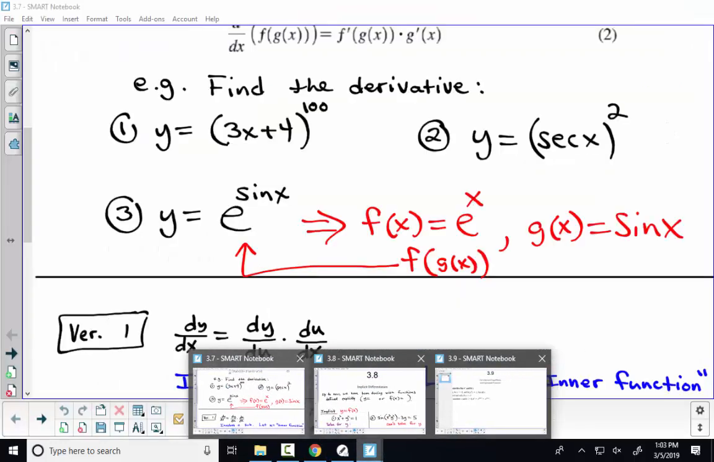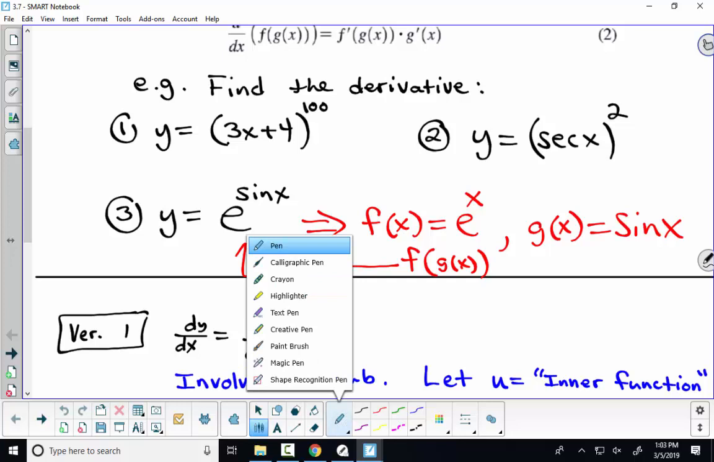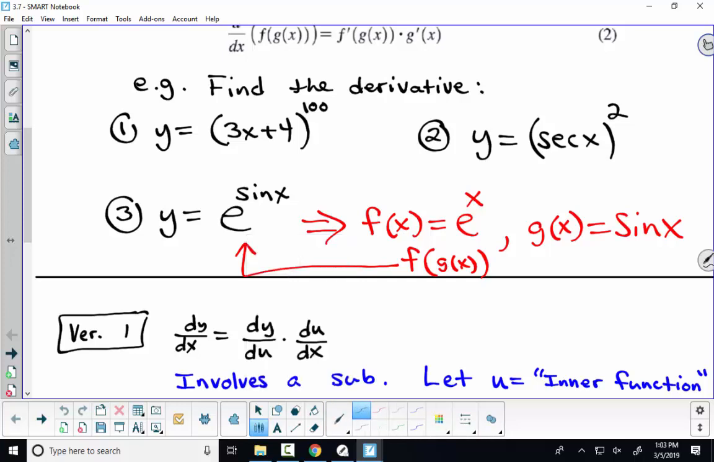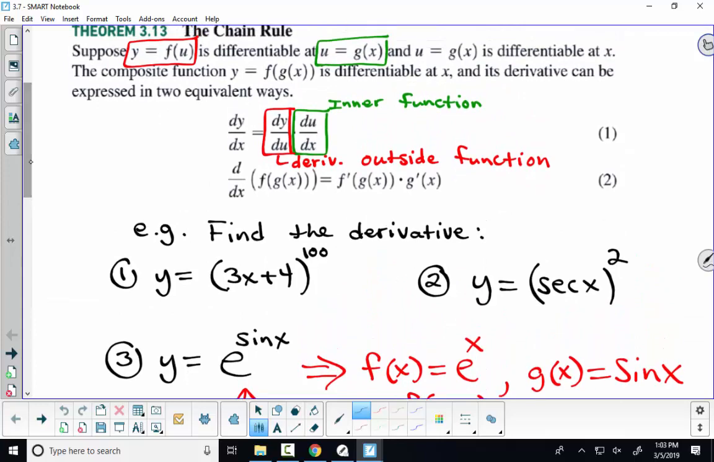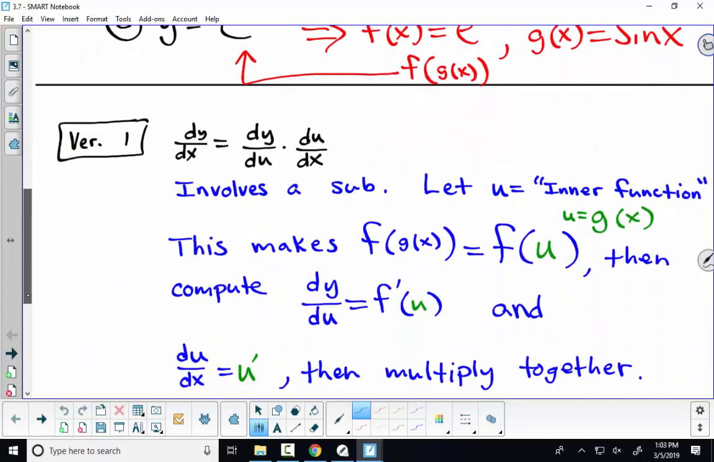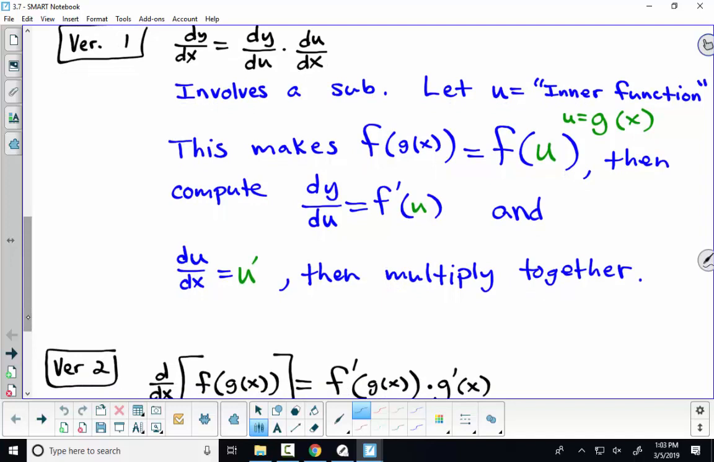So we left off, we just started 3.7. Like we mentioned last time, the chain rule is for taking the derivative of a composition of two or more functions. And there were two versions presented. The first version is dy over du times du over dx. So that is the chain rule, just in different notation, for the derivative of y with respect to x.